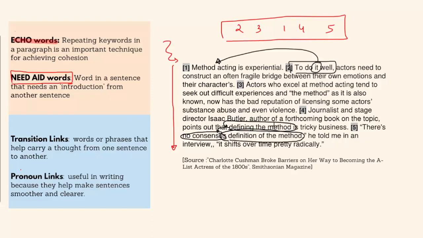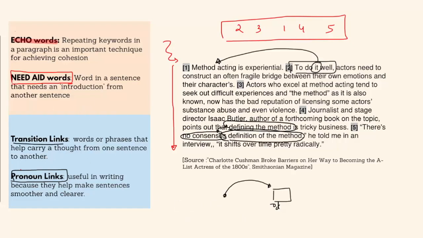So need-aid words are words that need some kind of support from somewhere else, words that need interpretation. By definition, the pronouns. Let's say if I say it, what is the it we are talking about? It needs some reference point from somewhere else. So you could also look at transition links, for example. These are the things that we discussed here.